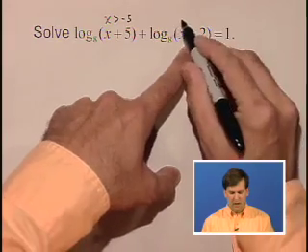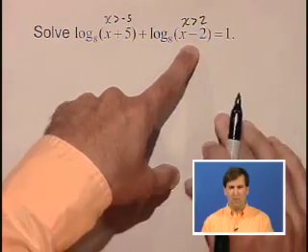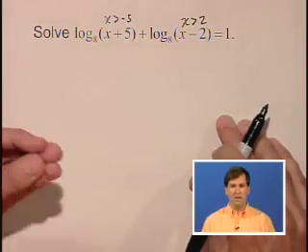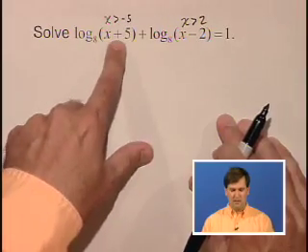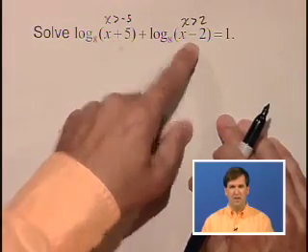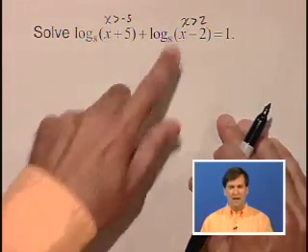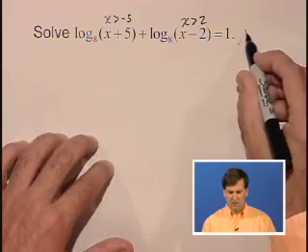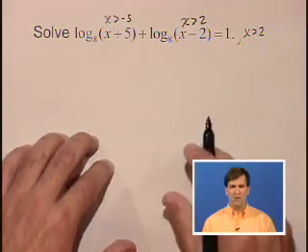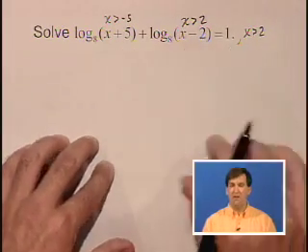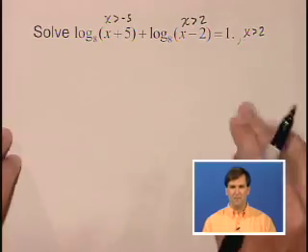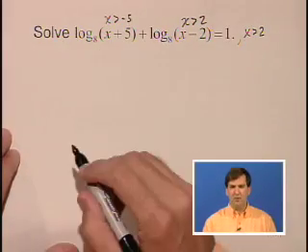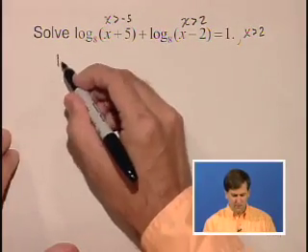Likewise, over here, x would have to be bigger than 2 in order to make this positive. So if I'm going to plug in a value of x, it has to make this positive and it has to make this positive. And so we need x to be bigger than 2. So any answers that we get have to be bigger than 2 so that both of the arguments of these logarithms will be positive. So now, let's combine these two logarithms together using the product formula.